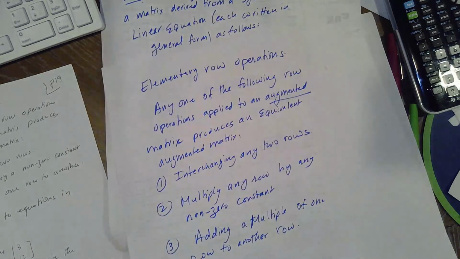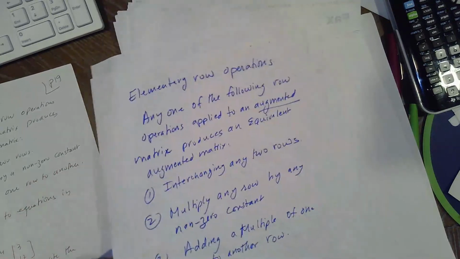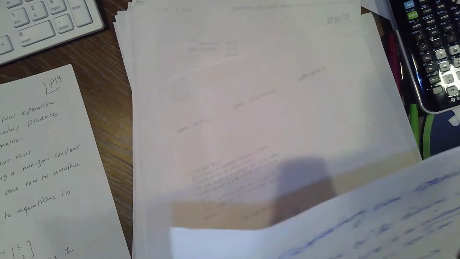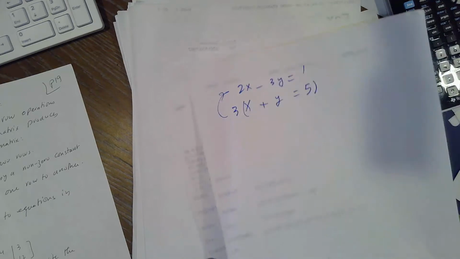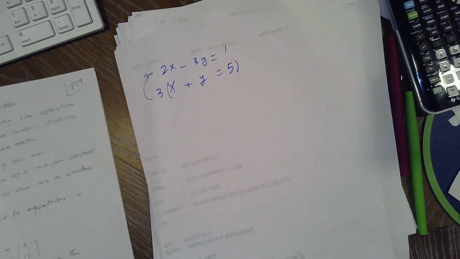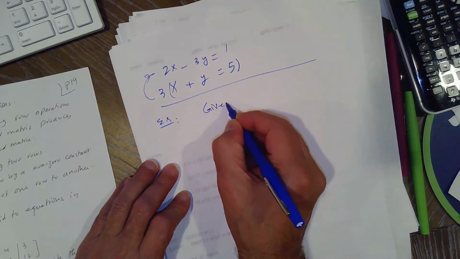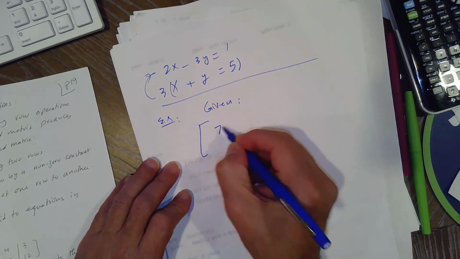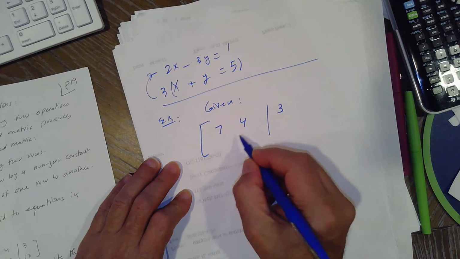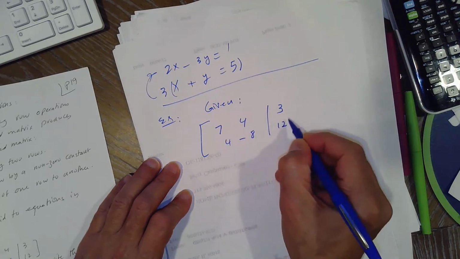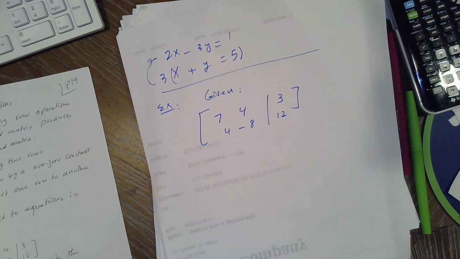Okay? So keep those three operations in mind. They're very important. So here's an example to clarify this. Given the augmented matrix, how do I know it's augmented? We have the line in there. 4, negative 8, 12. Perform the row operations and write the new matrix.